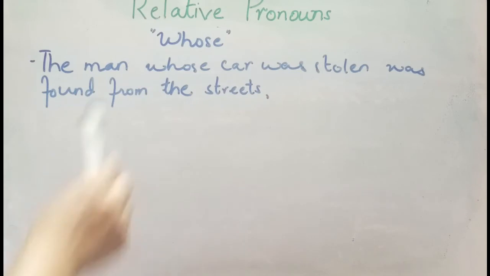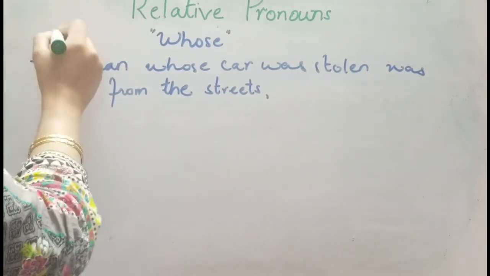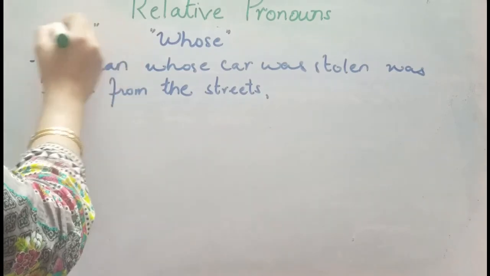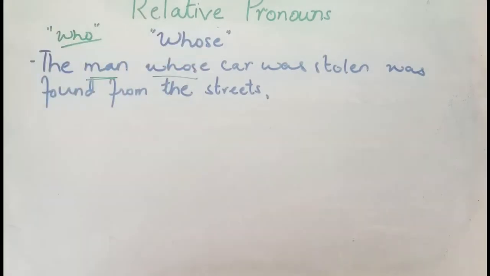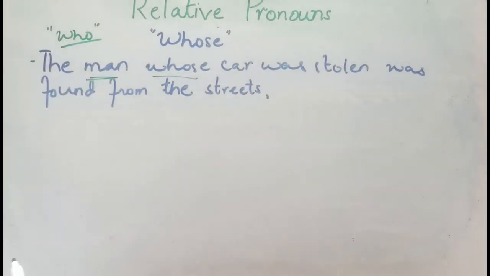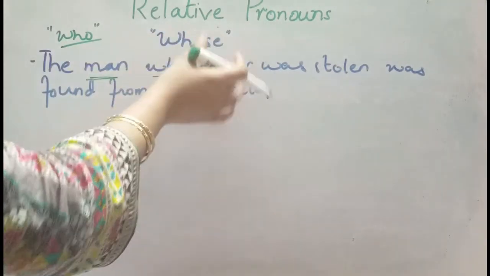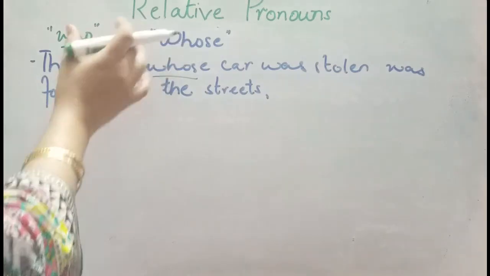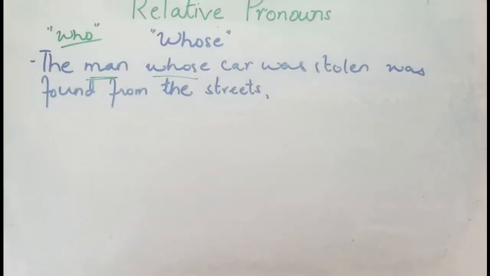I'll go with one example over here for whose. Whose is a possessive form of who. The man whose car was stolen was found on the streets. Now here we see that the car belonged to a man. So we are giving the information over here. Whose car was it? It was the man's car. So we are using the possessive form whose.